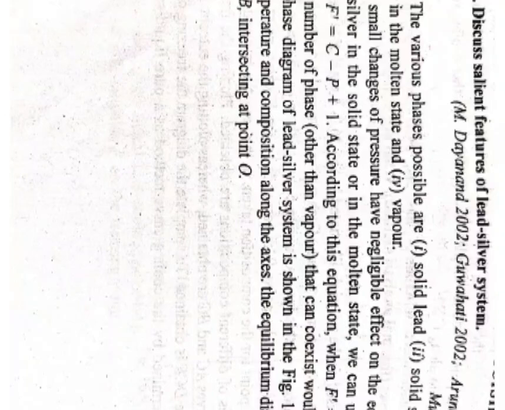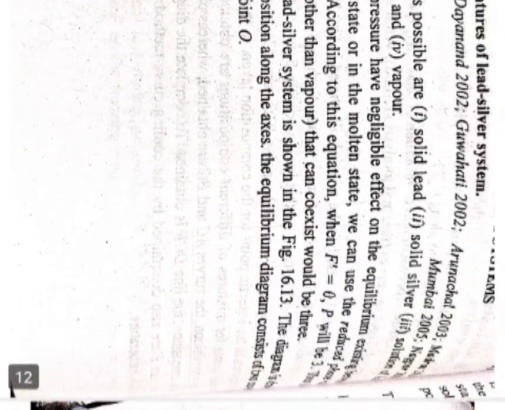F' is equal to C minus P plus 1. According to the equation, when F' is equal to 0, P will be 3. The maximum number of phases other than vapor that coexist will be 3. The phase diagram of the lead-silver system is shown in the figure next to it. The diagram takes temperature and composition on the axes.